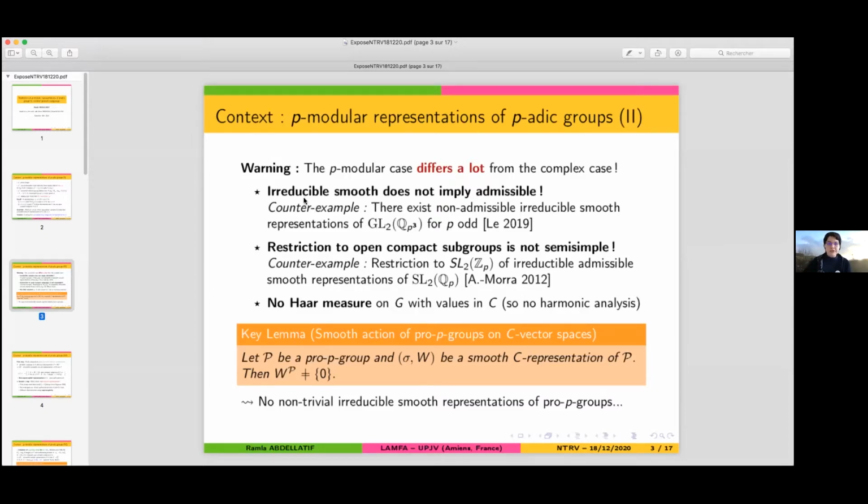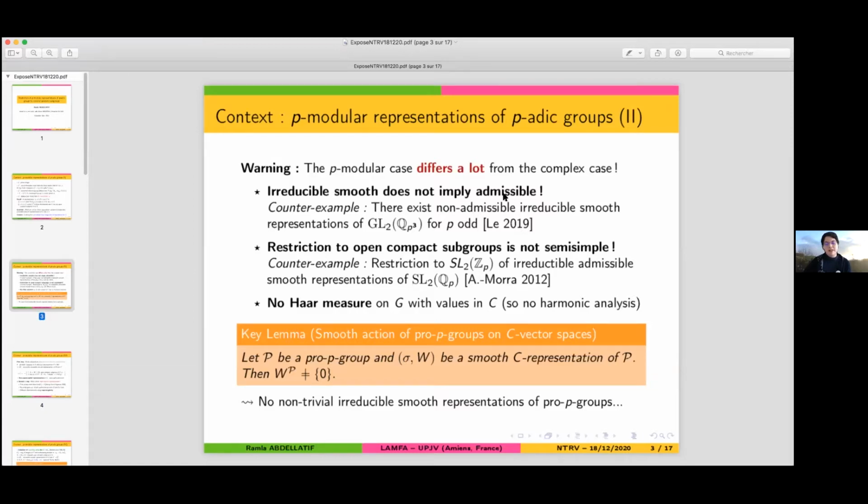Another main difference is that this admissibility assumption is really something you have to assume. It's not automatic. There are irreducible smooth representations that are not admissible. There was one, and at least now you can build infinitely many: an example of an irreducible smooth representation of GL_2 of a cubic ramified extension of Q_p which is not admissible. So it's not something very exotic. It has been done by Daniel Le last year. It's a very short paper and he just built some.